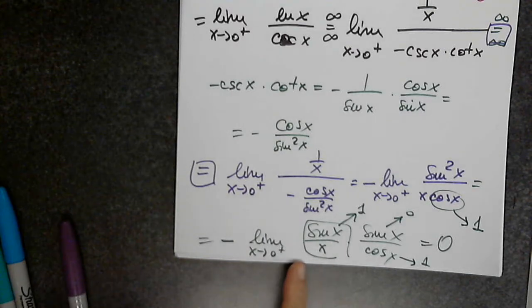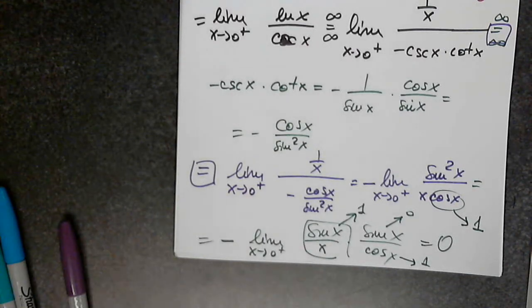Is this clear? Can you just tell me how sine x over x is 1? This is what we learned from chapter 2. The limit as x approaches 0 of sine x over x is 1. Oh, yeah. Long time ago. I remember that now. Okay.